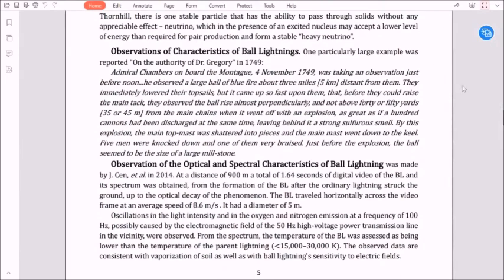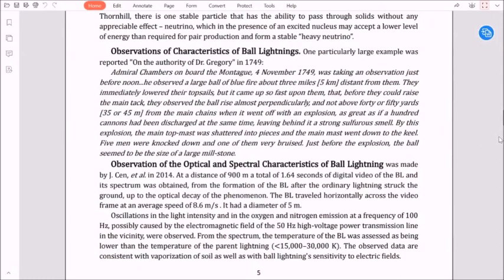Observations of the optical and spectral characteristics of ball lightning was made by Sen et al. in 2014. At a distance of 900 meters, a total of 1.64 seconds of digital video of the ball lightning and its spectrum was obtained. From the formation of the ball lightning after the ordinary lightning struck the ground up to the optical decay of the phenomenon, the ball lightning traveled horizontally across the video frame at an average speed of 8.6 meters per second. It had a diameter of 5 meters.